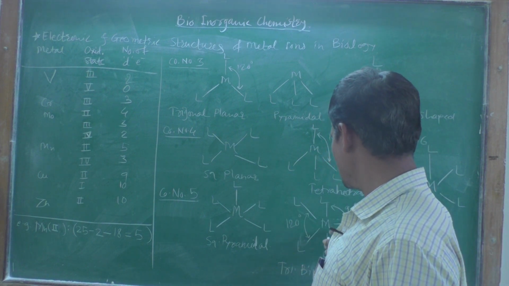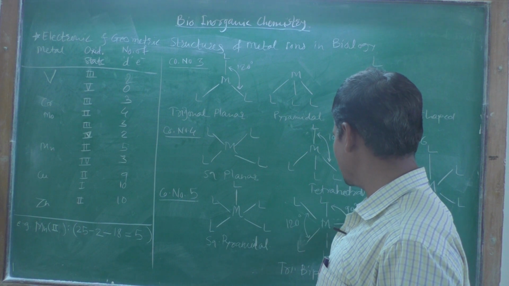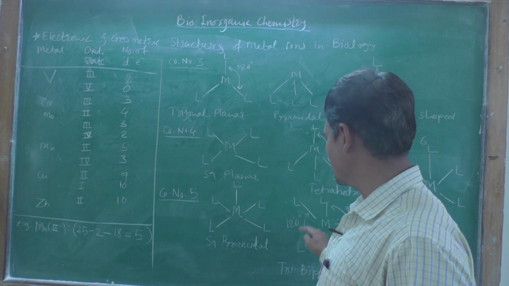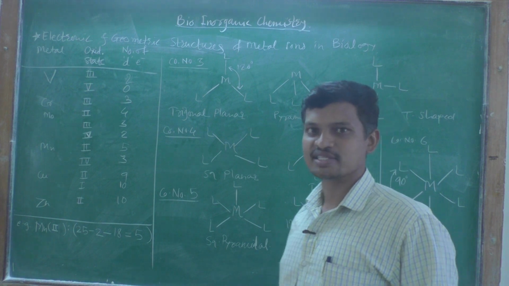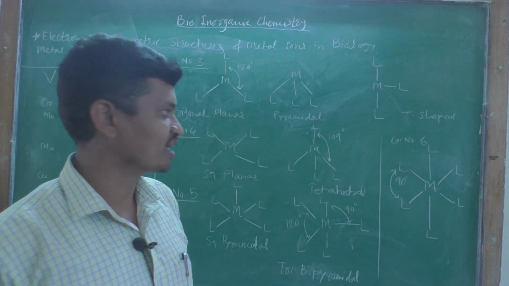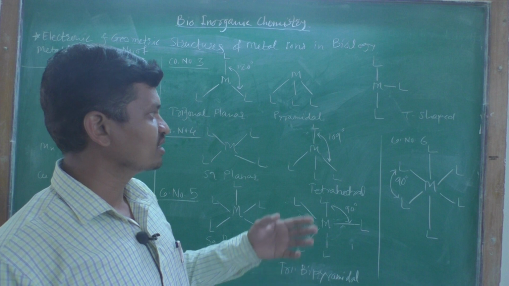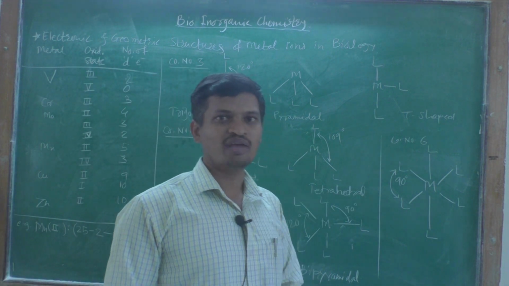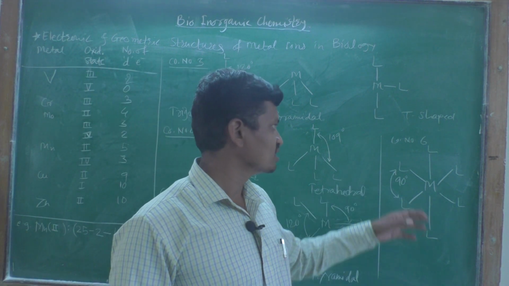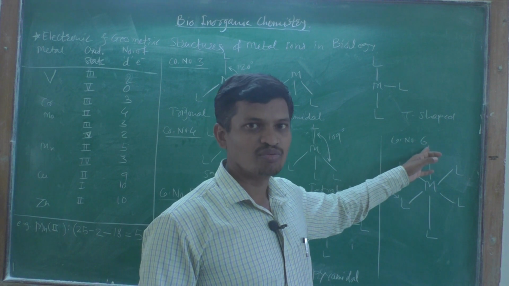Okay, so the bond angle between the axial and equatorial ligands is 90 degrees, and between any two equatorial ligands, it is 120 degrees. Then the last possible and very often found coordination number is 6.